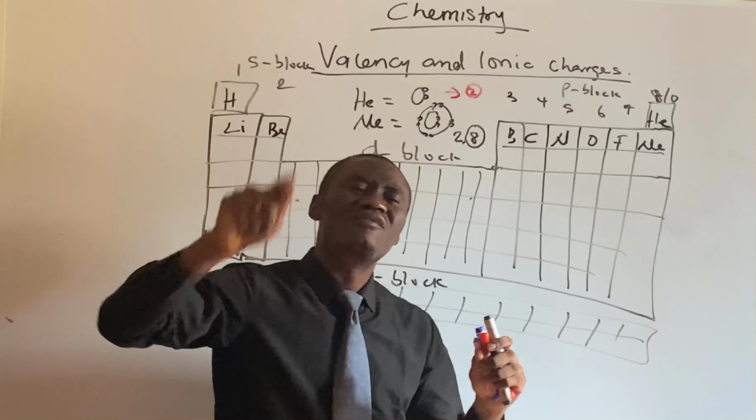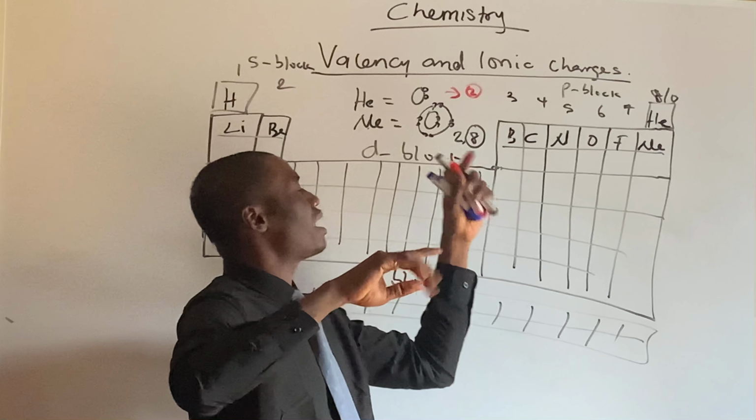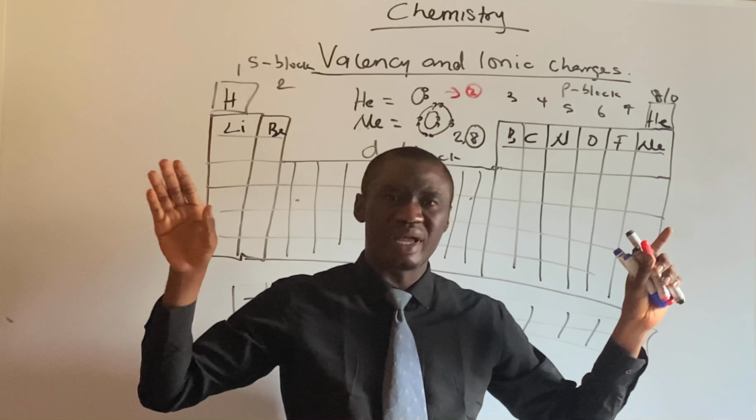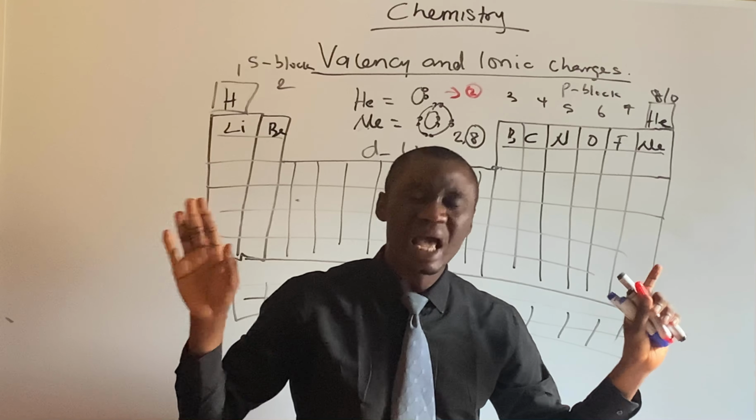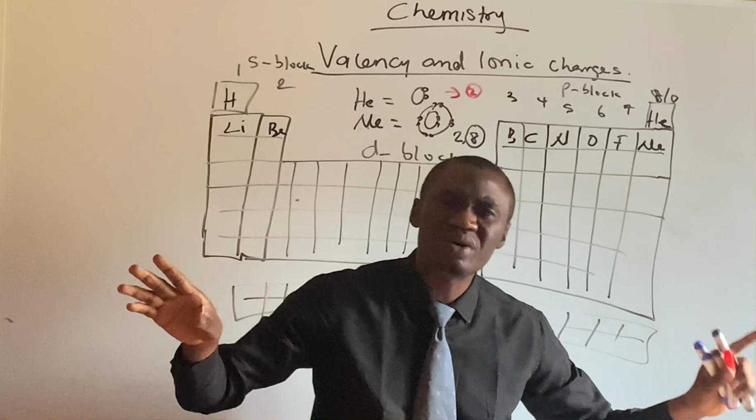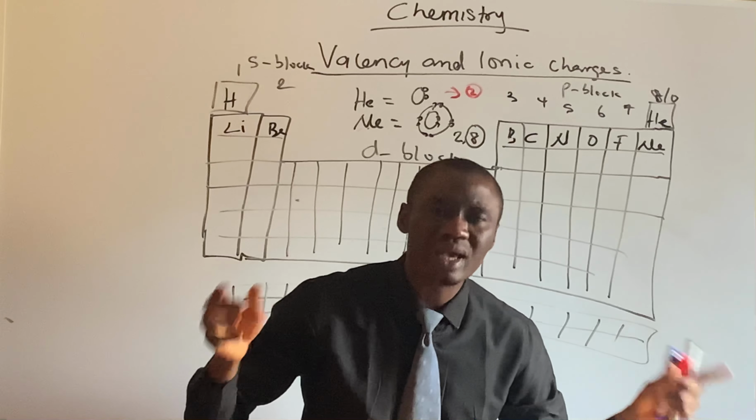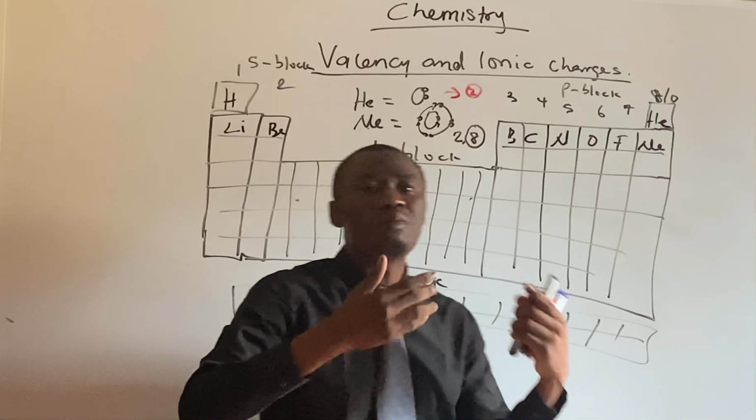Meanwhile, the valence electrons of this guy is 0. There's no valence electron there, because the outermost shell is completely filled. And then the charge also is 0. There is no charge there. You know why? Because the outermost shell is completely filled.